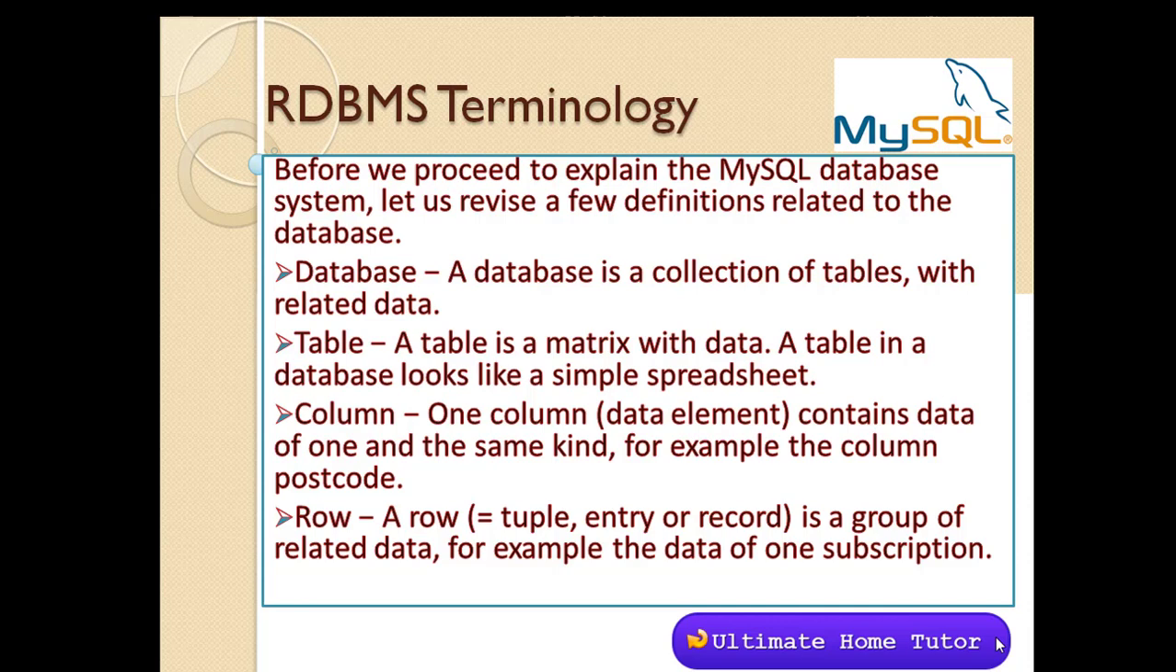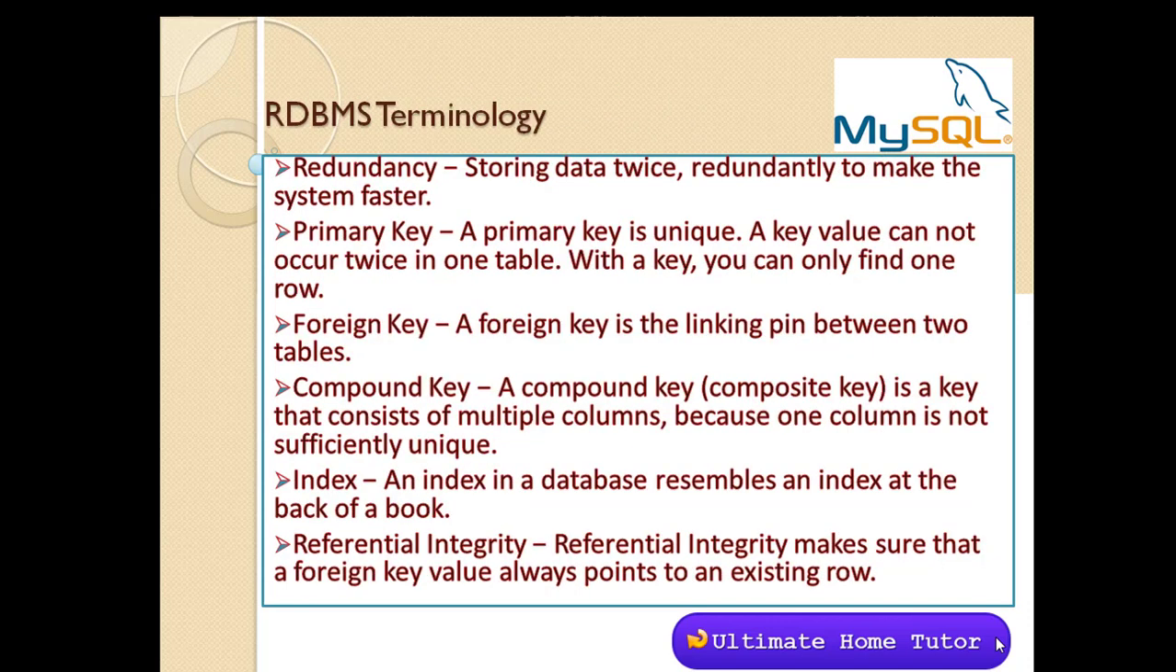A table is a matrix of data. A table looks like a simple spreadsheet, like in Excel, where there are a number of columns and rows. A column has uniqueness, the same kind of data in one column, but a row has a tuple of entries. The related data are in the rows, for example a subscription.